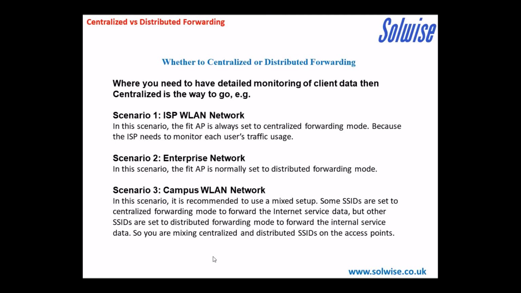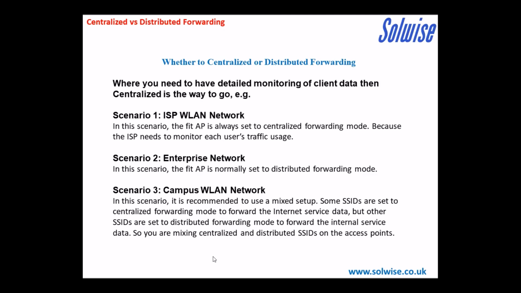So if we give an example here, let's say we're doing an ISP WLAN network. Now, the thing about an ISP is that it wants to know to the nearest packet exactly the amount of data and the usage of that data by the clients. So in that case, they want to use centralized forwarding mode.